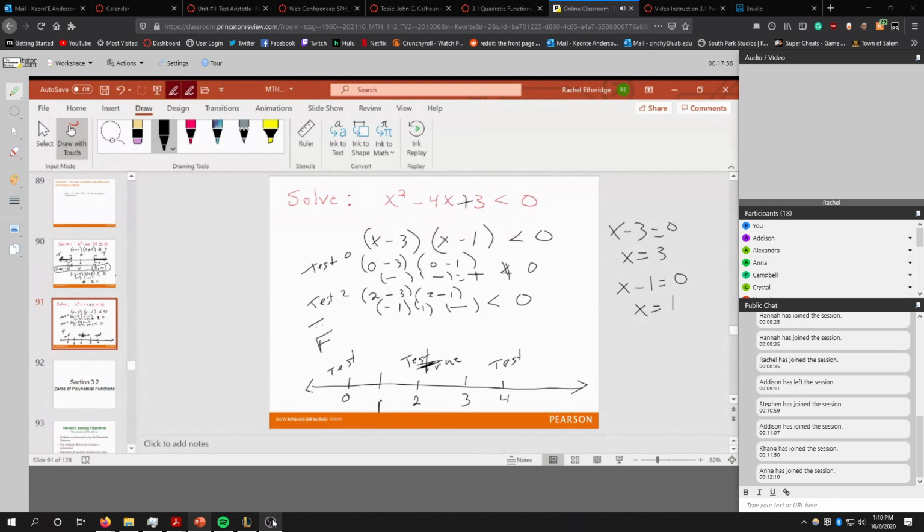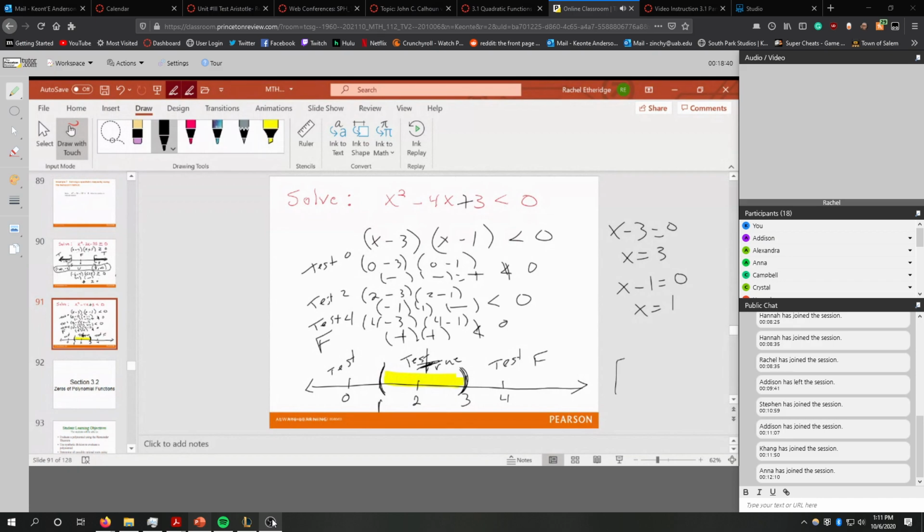And then if I test 4, I'm sorry, this is so sloppy. That's why I'm telling you what I'm doing. So I'm plugging in 4: 4 minus 3, 4 minus 1. Both of those are positive. That is not less than 0. So this is false. So the solutions are between 1 and 3. And I don't have an equal here, so I have to use parentheses, not a bracket, and I shade in between.